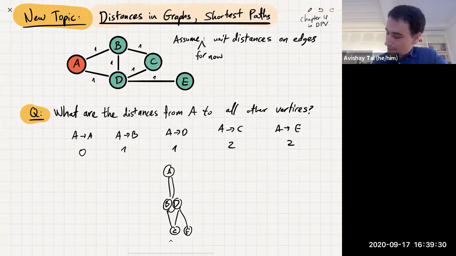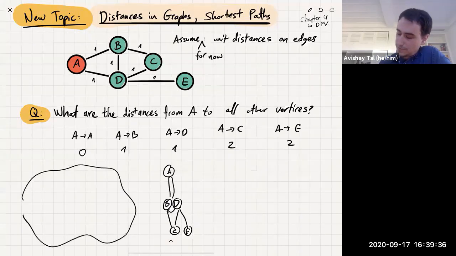But let's think for a second. How can we figure out the distances from A? Right. So we have this. Let's say we have a very big graph, and we start from A. Which are the vertices that are of distance 0 from A? Well, it's just A. Right? A is the only one of distance 0.